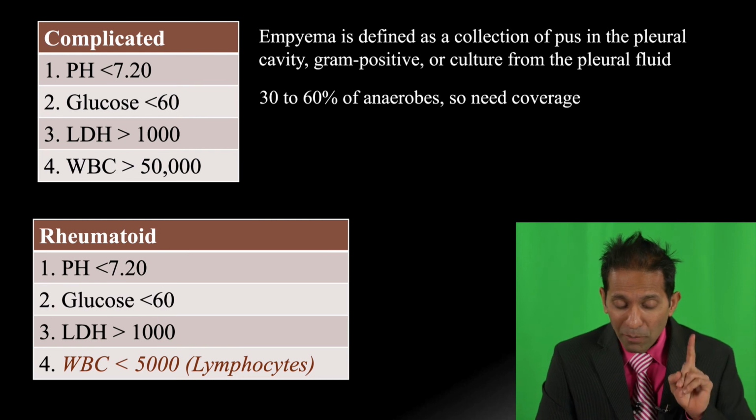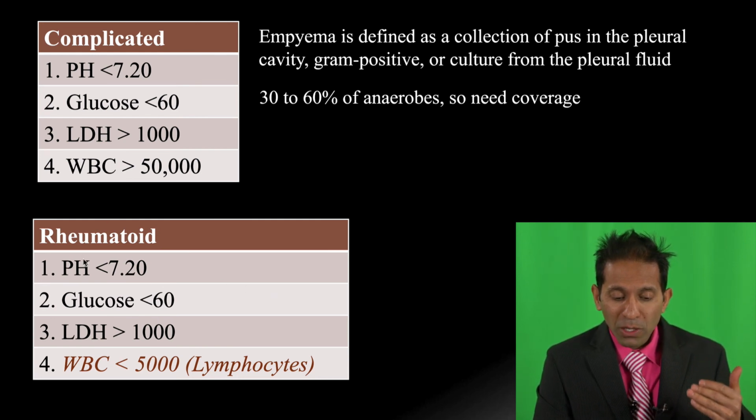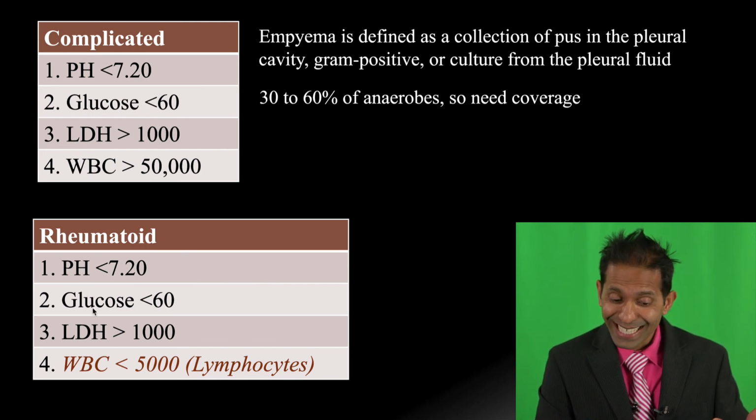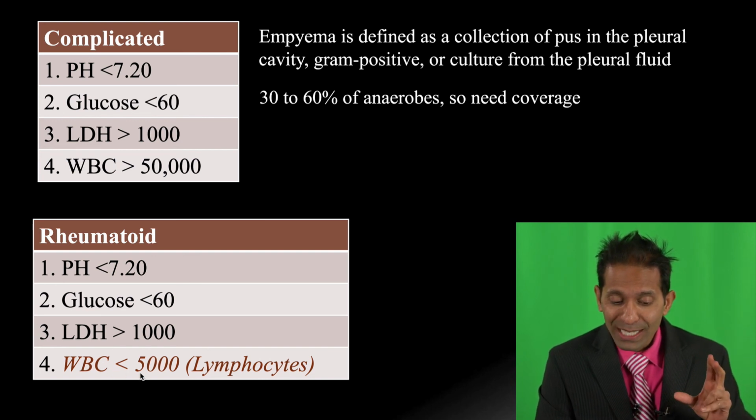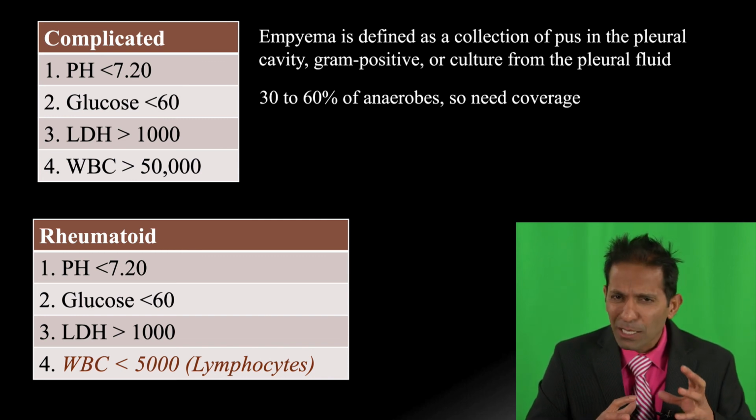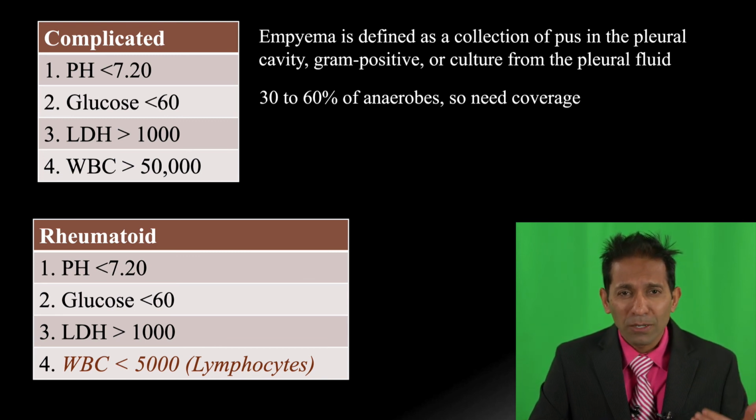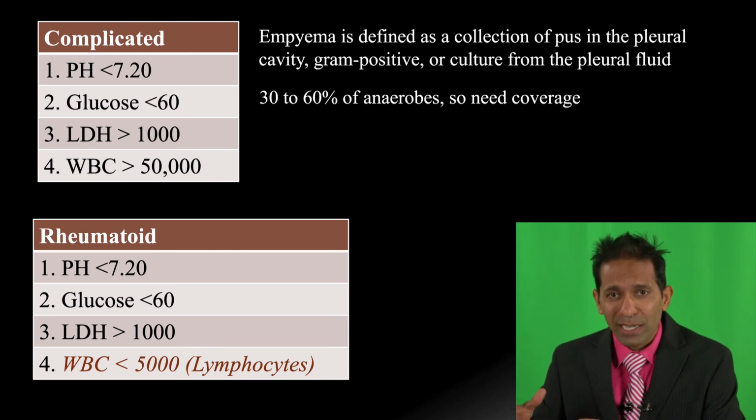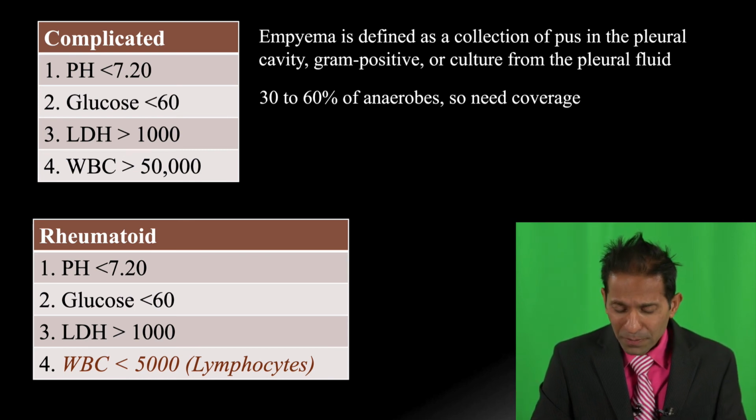Now, one important scenario I want to explain here is if a patient has pleural fluid analysis with pH less than 7.2, glucose less than 60, LDH more than 1000, but the WBC count is less than 5000, which is lymphocyte predominant, and if the patient has clinical signs and symptoms of rheumatoid arthritis, most likely this patient has rheumatoid pleurisy rather than complicated effusion. So, a very important point to remember.